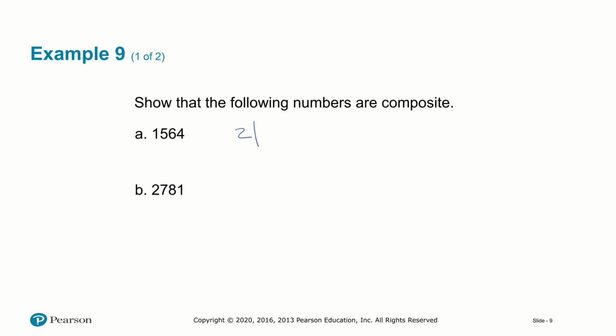2 divides 1564, therefore 1564 is composite. Why is that? Because you remember 1 and 1564 are always factors of 1564, so we just found one other, and as long as there's one more, you can stop. You don't need to show any more. You've already shown that it's composite.